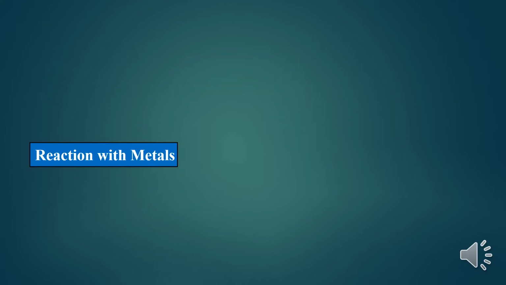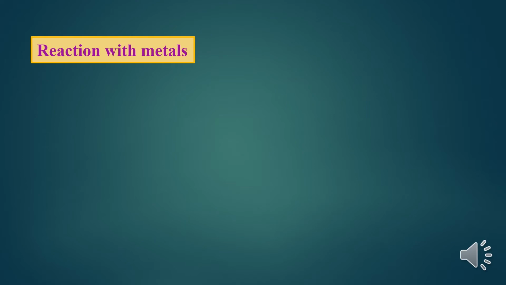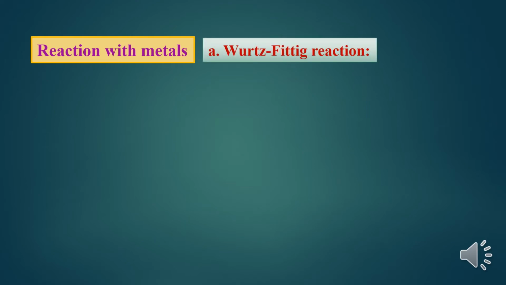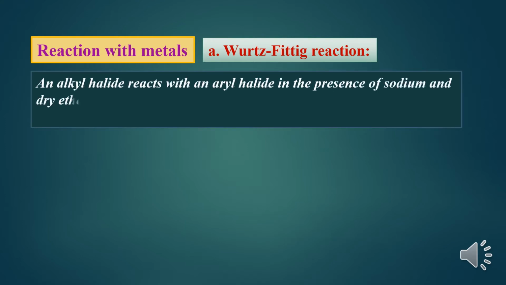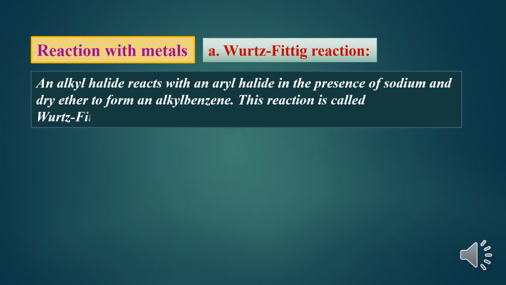Next one, the reaction with metals. So first one, Wurtz-Fittig reaction. So in Wurtz-Fittig reaction, an alkyl halide reacts with aryl halide in the presence of sodium metal and dry ether to form alkyl benzene. So Wurtz means you just remember alkyl, Fittig means aryl. So Wurtz means alkyl halide, Fittig means aryl halide. So both will react with the sodium in presence of dry ether and it will give rise to alkyl benzenes. And this reaction we will call it as Wurtz-Fittig reaction.